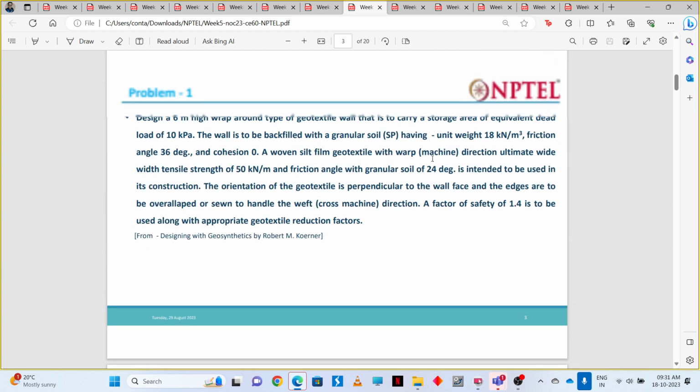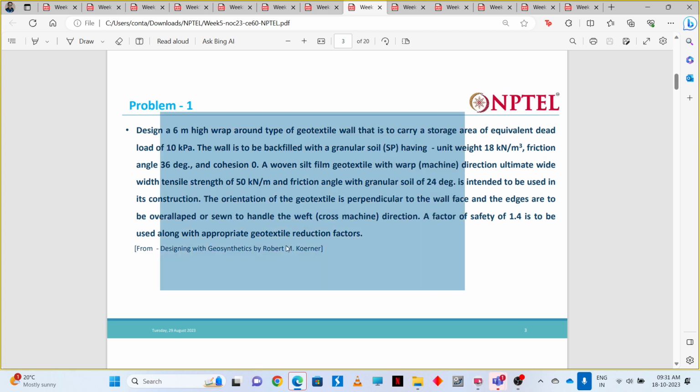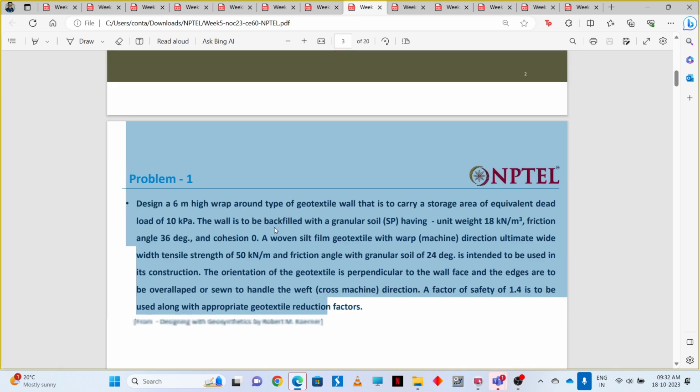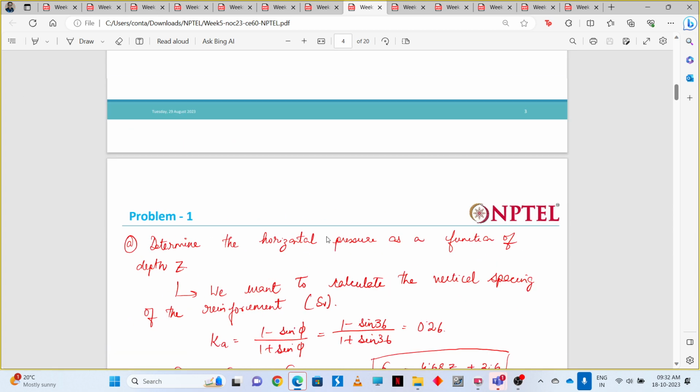The problems that we solved were taken from the Designing with Geosynthetics book. There they did not consider the seismic forces and everything. But in the main classes, the problems that were solved considered this. So in the exam, there might be questions where we also have to consider the seismic force. You can consider these questions as very basic, easy, normal problems.